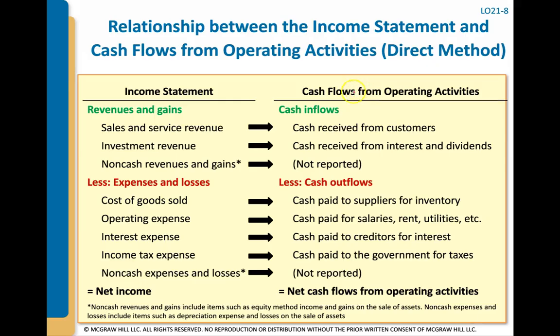This slide just shows which income statement account pertains to which cash inflow and outflow that is reported on the operating activity using the direct method. So when we look at our sales or service revenue, that's going to be converted into cash received from customers. When we look at our cost of goods sold, that's going to be converted to cash paid to suppliers for inventory. So this is just how it all translates from the income statement into the statement of cash flows.